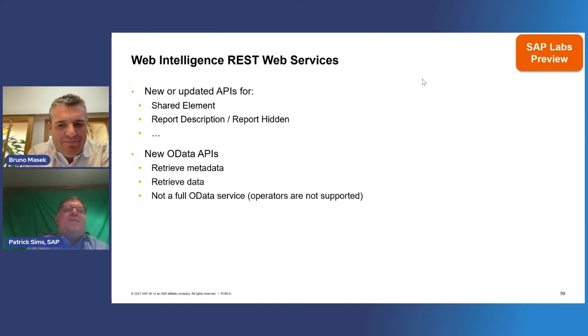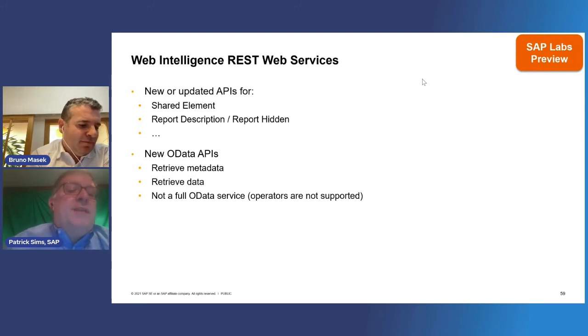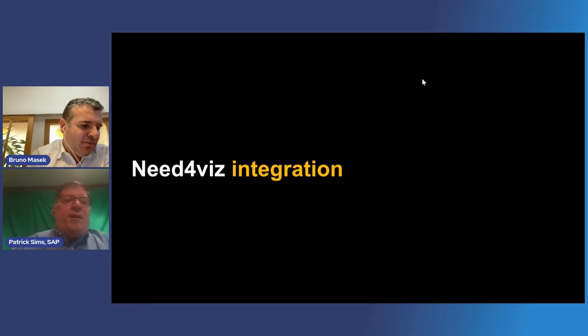From a RESTful web services perspective, we've updated the APIs for shared elements, for report descriptions and hidden reports. And then we have new OData APIs to retrieve metadata and data. It's not a full OData service, so operators are not supported at this point. I'm not sure if they will be, but it's enough for you to do the Webby OData bit. That's a good point. I forgot to mention this when we were talking about OData earlier.